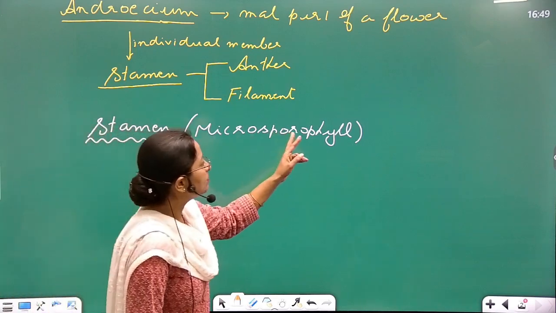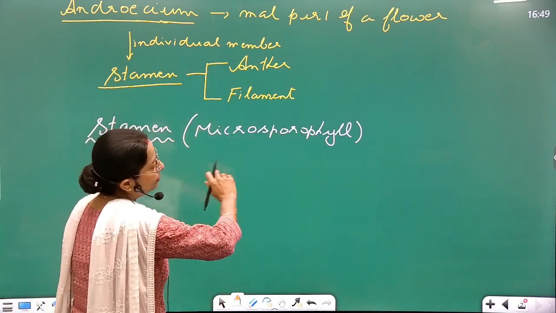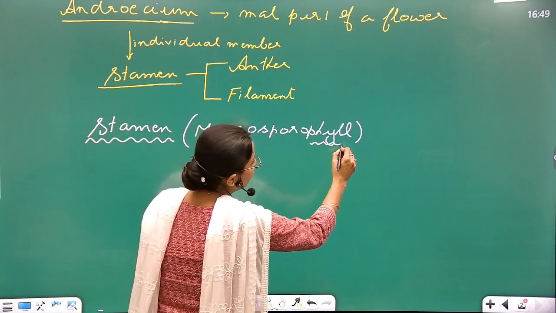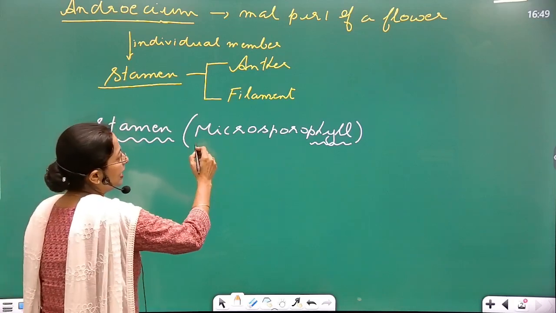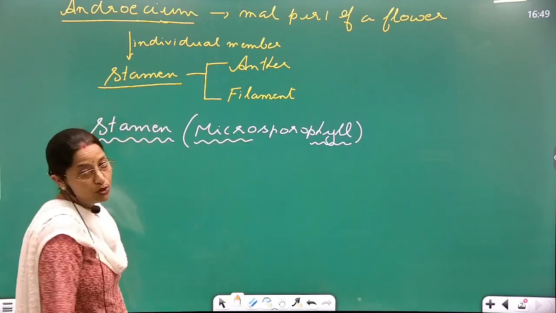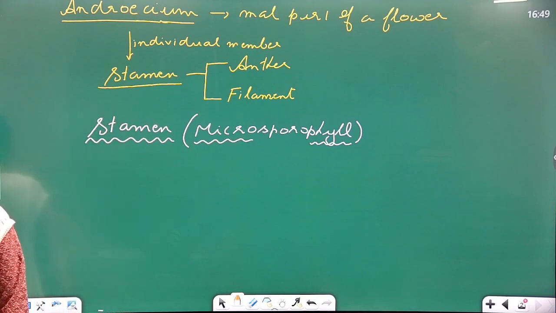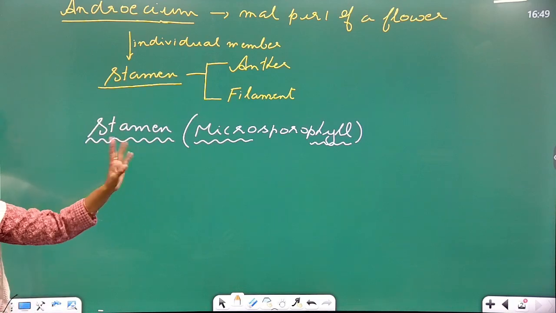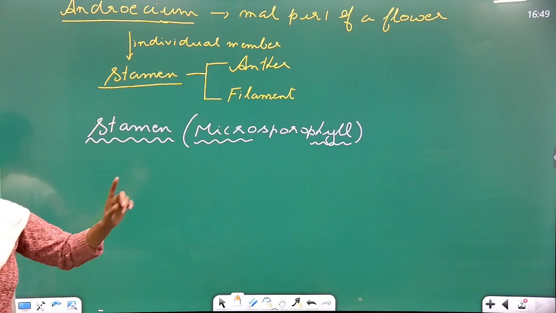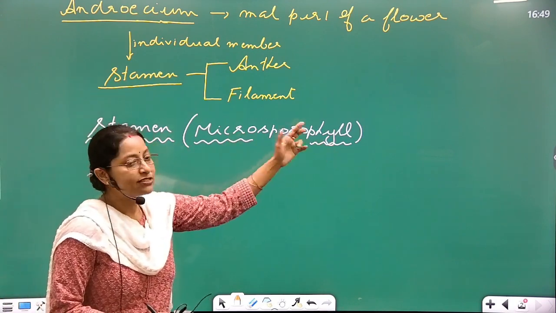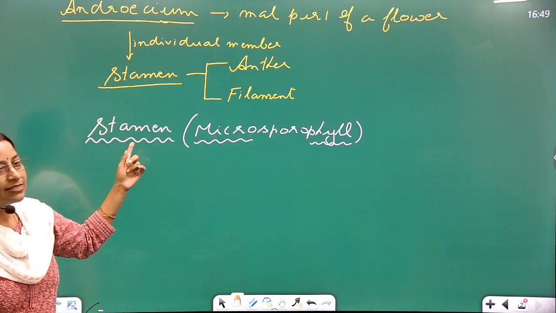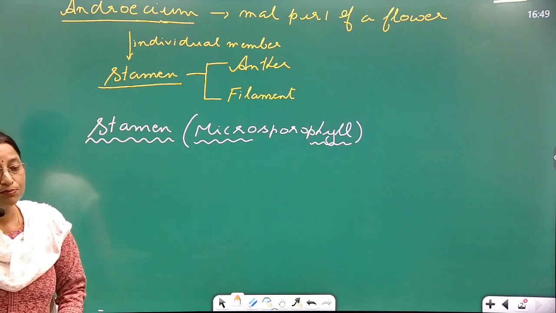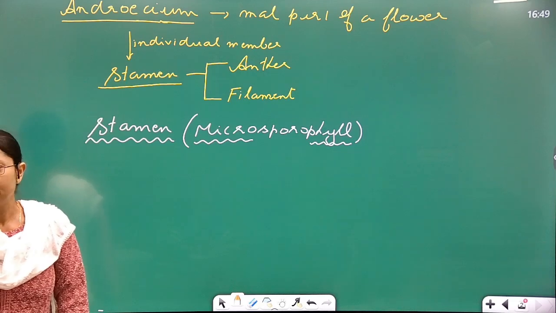And why is it called microsporophyll? We should know the meaning also. Phyll means leaf. Right? So in microsporophyll, micro refers to microspores. What are microspores? Pollen grains. Right? So, a microspore bearing leaf is called a microsporophyll. Is the meaning understood? A microspore bearing leaf is obviously the stamen, because we know that pollens, or microspores, are found in the anther.